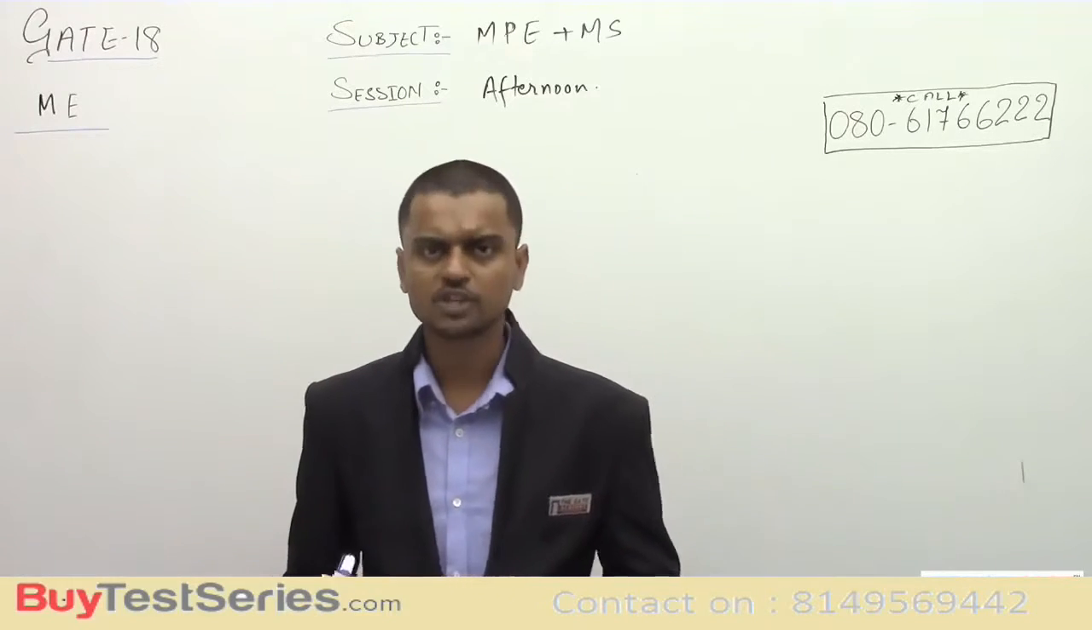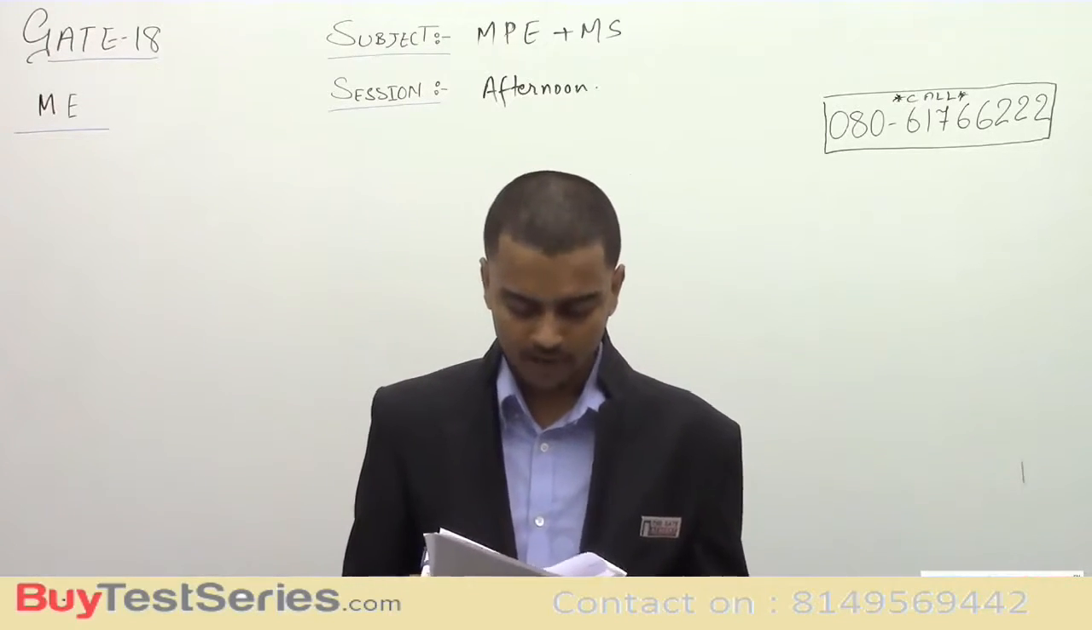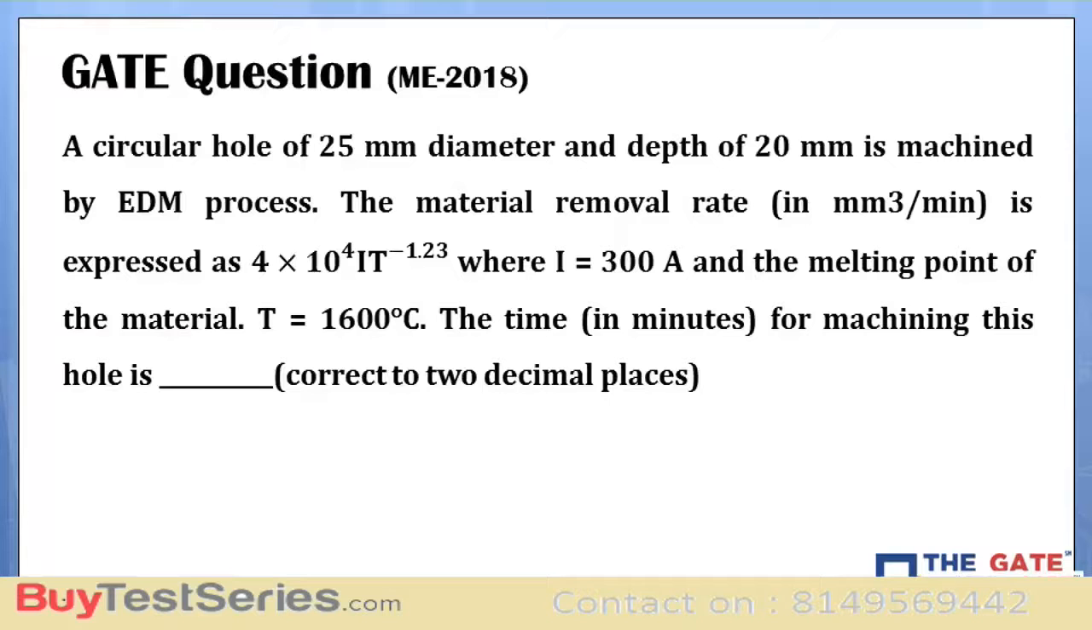Now we'll discuss question number 52, and it is from EDM. The question is, a circular hole of 25 mm diameter and depth of 20 mm is machined by the EDM process. The material removal rate in mm³ per minute is expressed as 4 into 10 to the power 4 into I, which is your current, into temperature to the power minus 1.23. Where current is 300 ampere and melting point of that material is 1600 degrees centigrade.